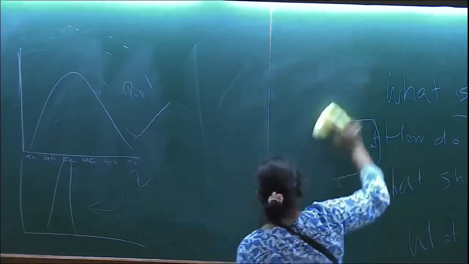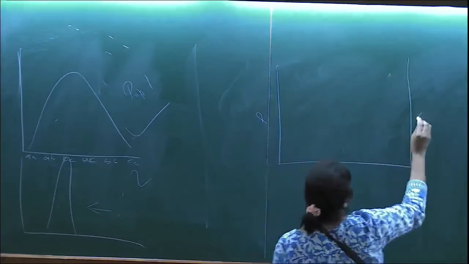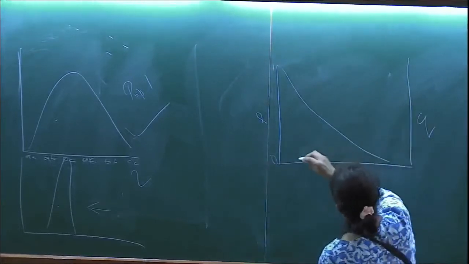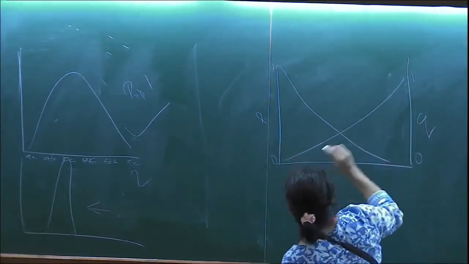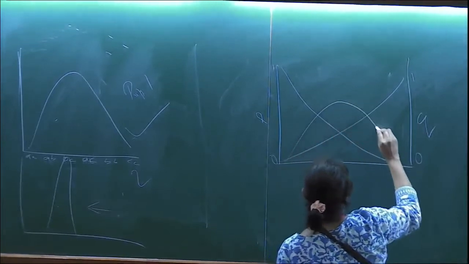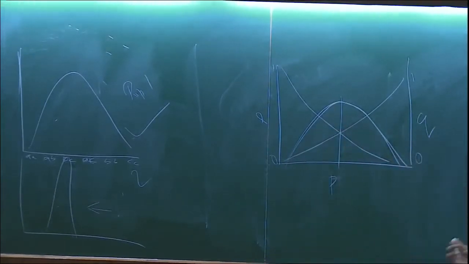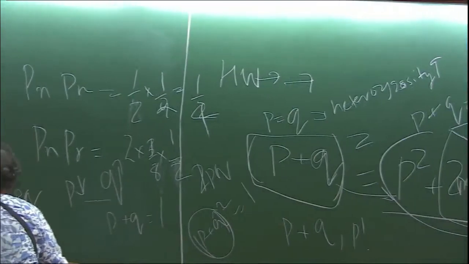If you plot it out, p can go from 1 to 0, and q can go from 1 to 0. And this is heterozygosity. It decreases on either side, right? It's symmetric. Basically 2pq is the same whether p is 0.9 or p is 0.1.